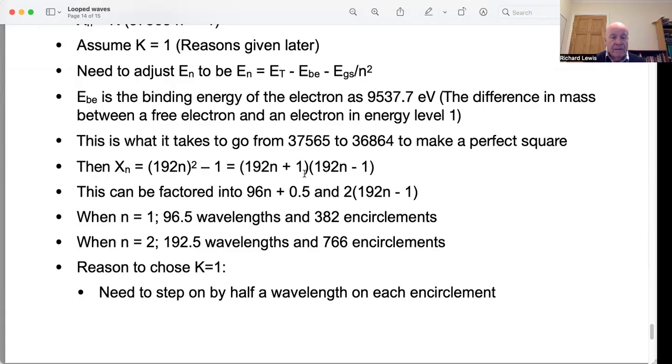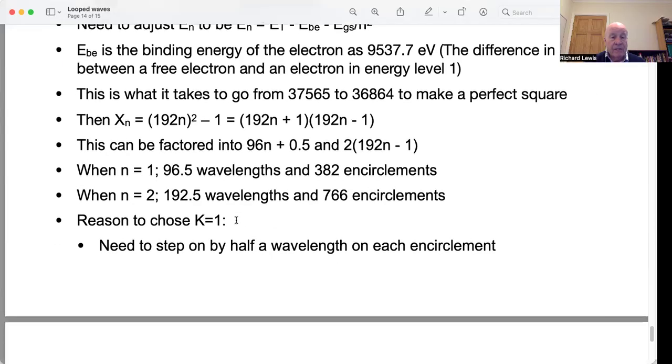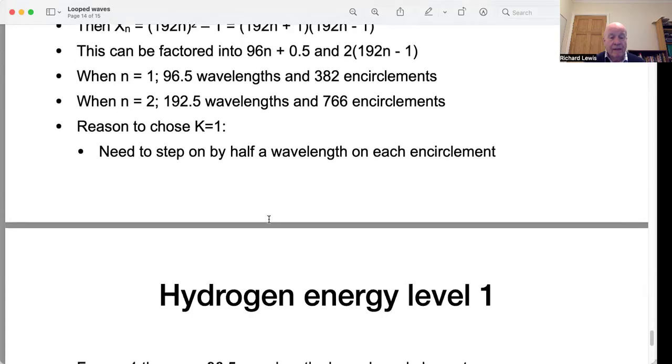But we need the number of wavelengths in each orbit to step on by half a wavelength. So we're going to divide this factor by 2 and multiply this factor by 2. And so now we've got some specific values. When n equals 1, there were 96.5 wavelengths in each orbit and each encirclement, and 382 encirclements. And so the reason we needed to choose k equals 1 is that it's the only way we can get the number of wavelengths in the encirclement to step on by half a wavelength.